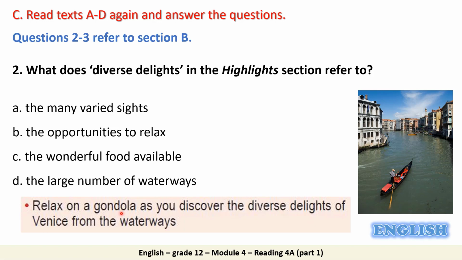So relax on a gondola as you discover the diverse delights of Venice from the waterways. So the gondola will be moving in the waterways, and you will be discovering the diverse delights. So what does diverse delights refer to? Excellent. Diverse delights refers to the many varied sights you will be watching while the gondola is moving in the waterways.